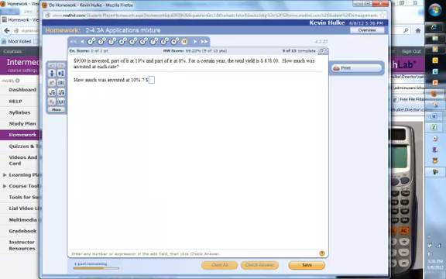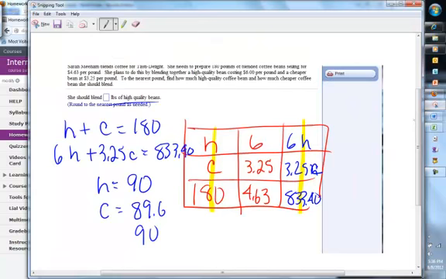All right, number 10. Another investment problem.